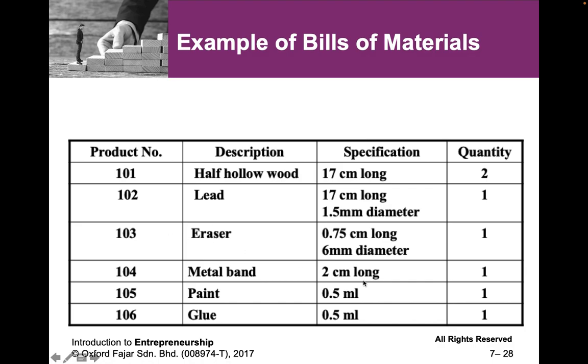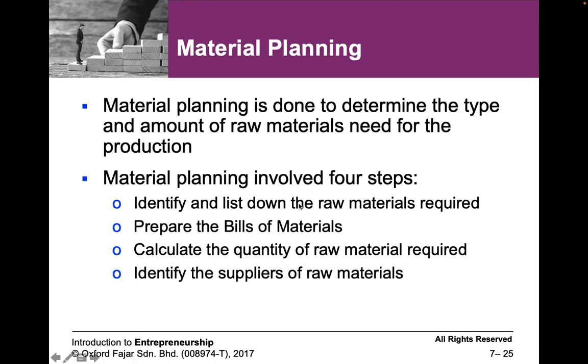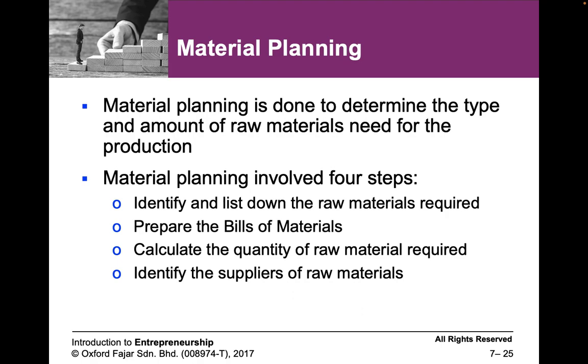In the first step, you just identify and list down the raw material. But under the bill of material is actually the detail, the specific list of the raw materials. For example, if you are required to have flour, what kind of flour, which brand, how much, that is under bill of materials.